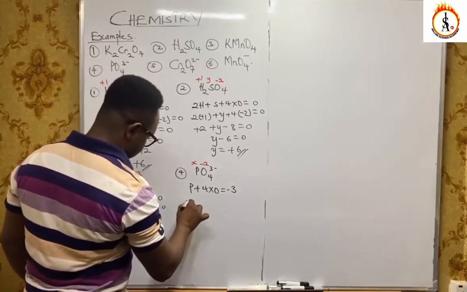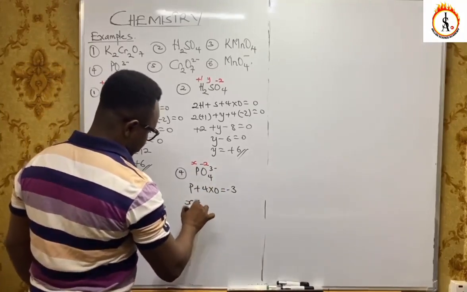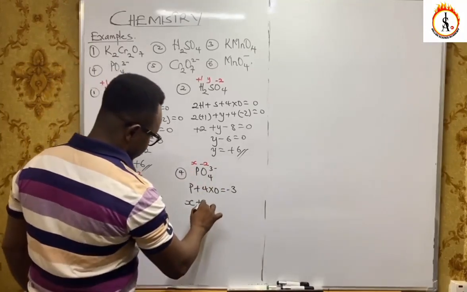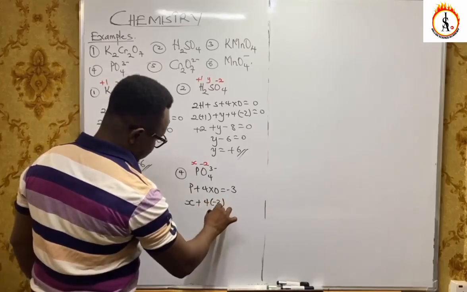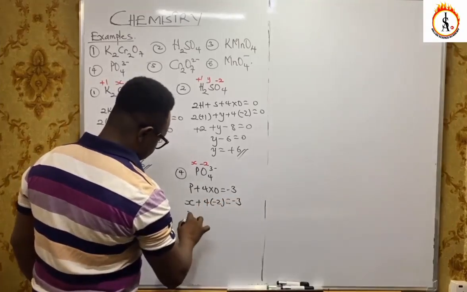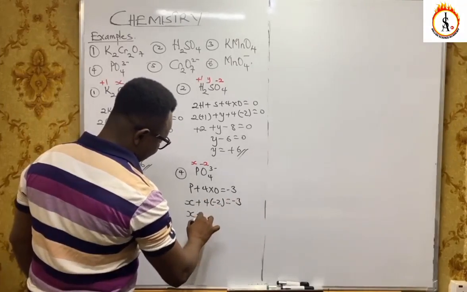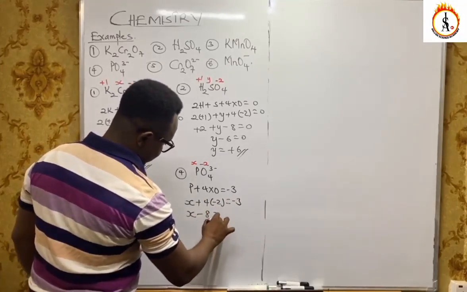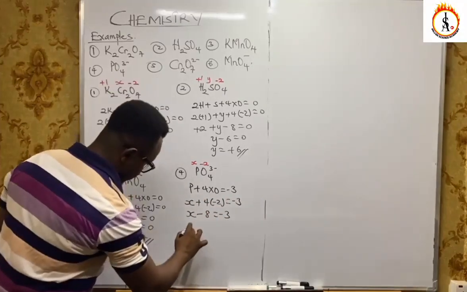So this means it is going to be X, which is the oxidation number of the phosphorus, plus 4 into negative 2 is equal to negative 3. So this will give us negative 8 is equal to negative 3. We transpose this.